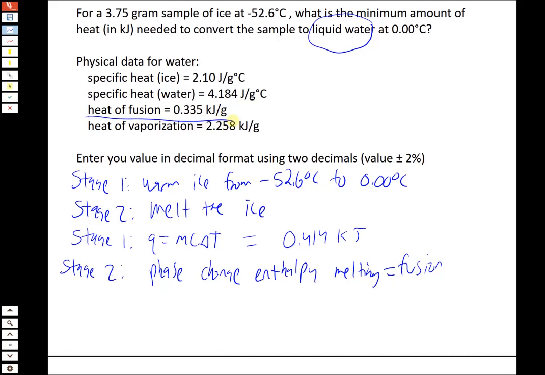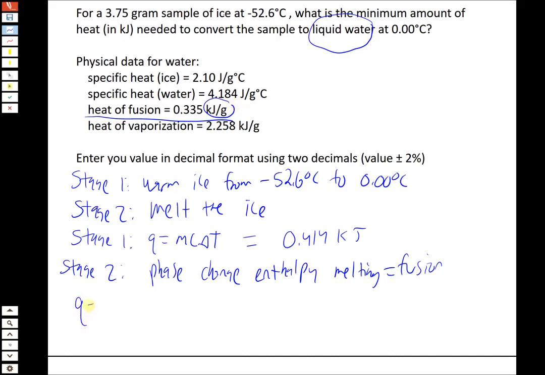We'll notice here that heat of fusion is given in kilojoules per gram, so we just have to multiply the mass by the heat of fusion to figure out how many kilojoules that would be. A lot of times these phase change enthalpies are going to be in terms of kilojoules per mole, so look at the units to figure out which quantity to use. But here it's directly given in kilojoules per gram, so we don't need to do any conversions for the amount of substance.